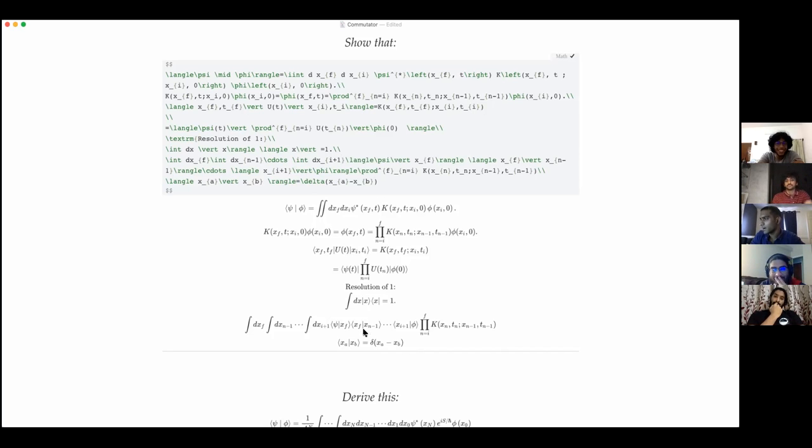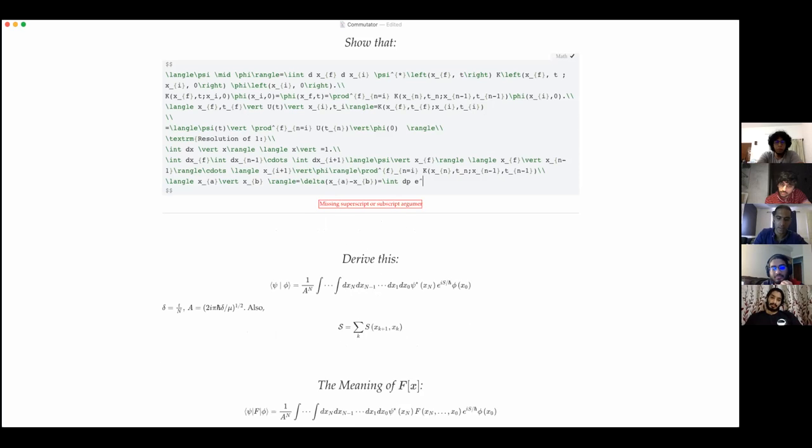So now you have a product of delta functions appearing here. But the delta function is a little bit unsightly. So you can introduce a trick. Okay, so what's the trick?